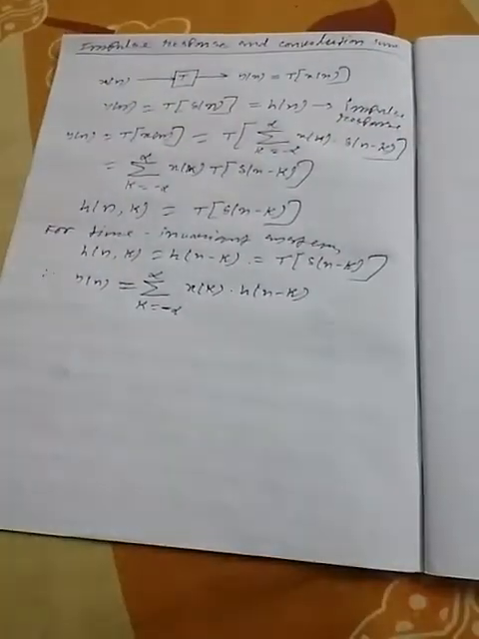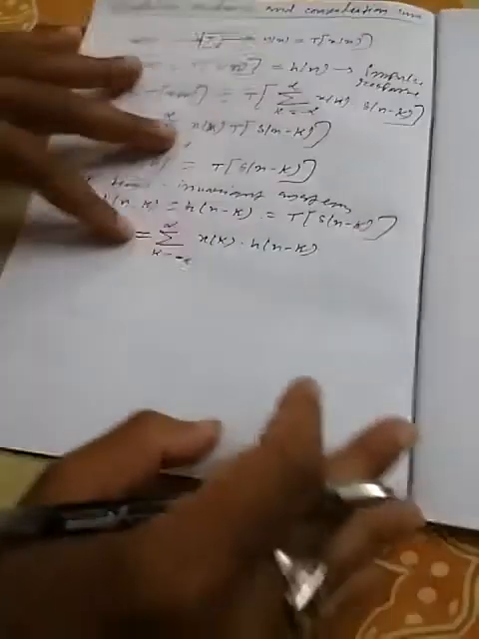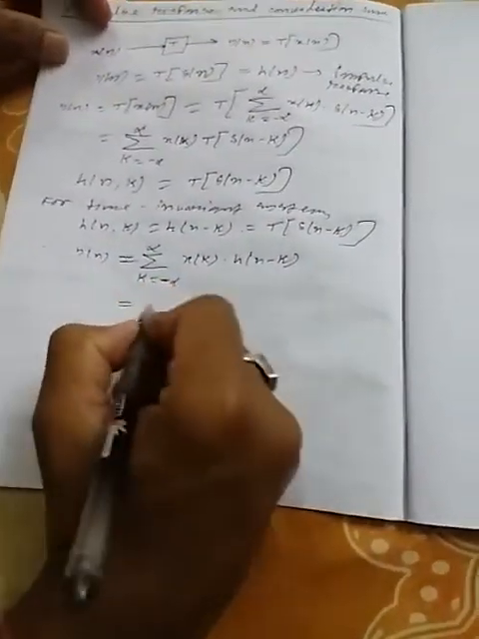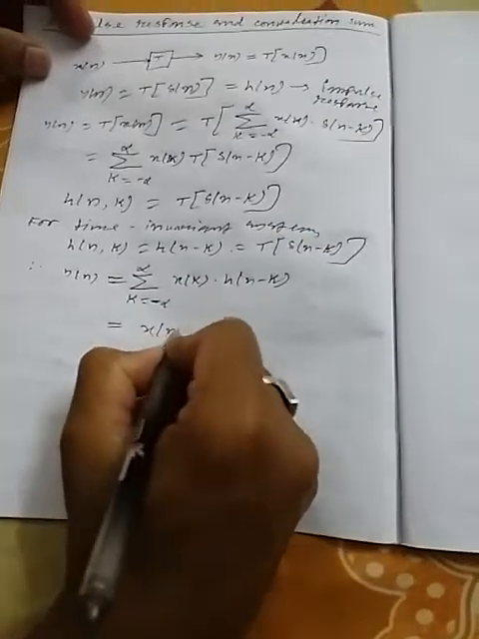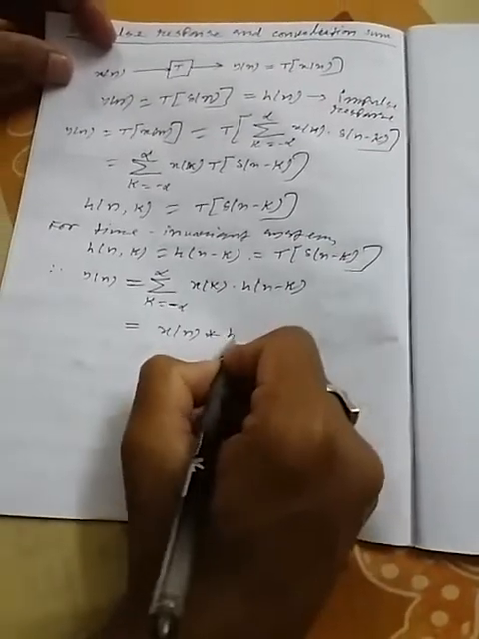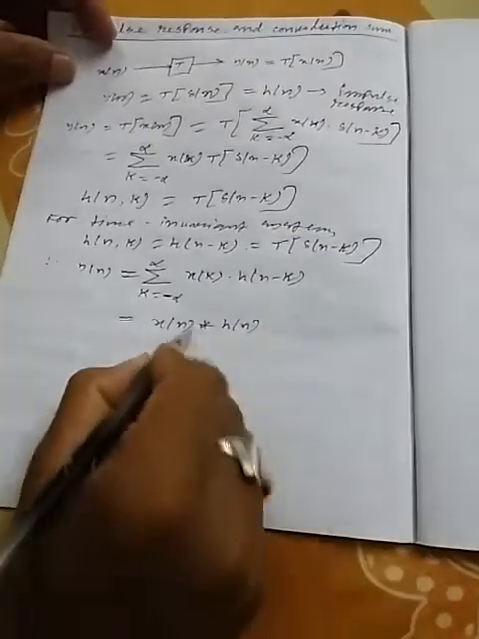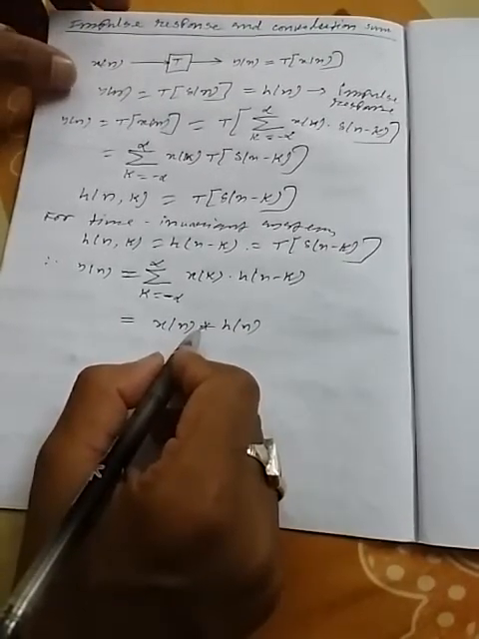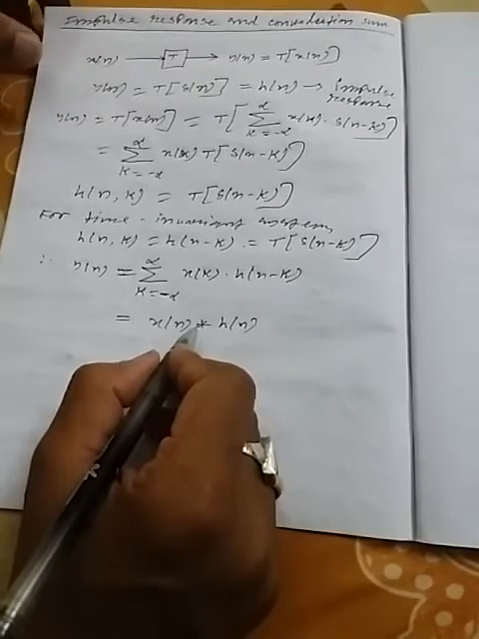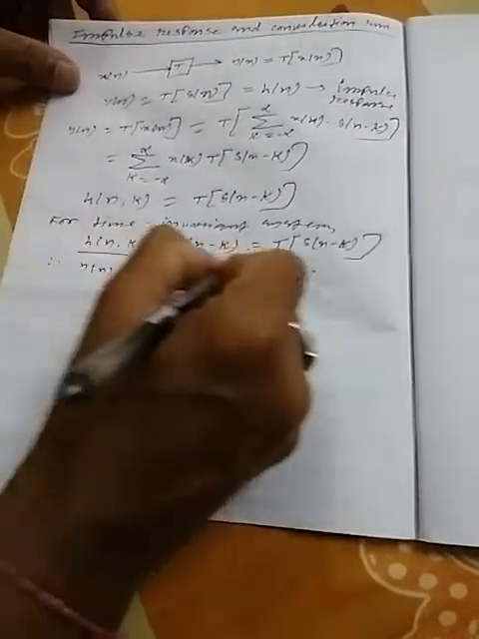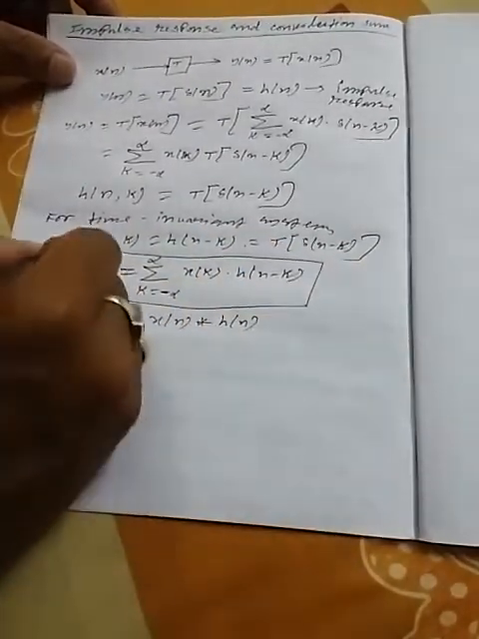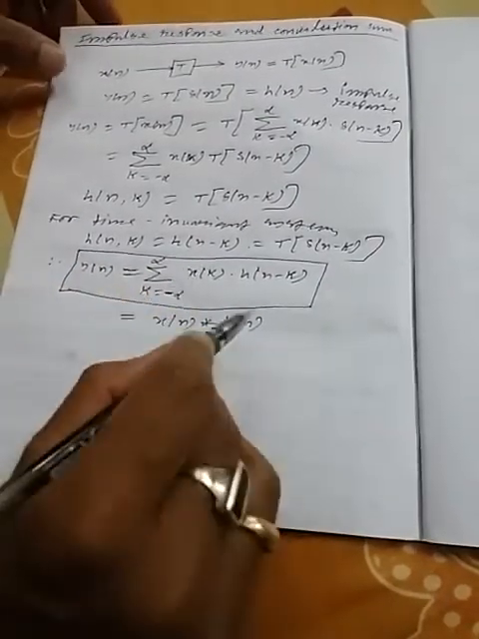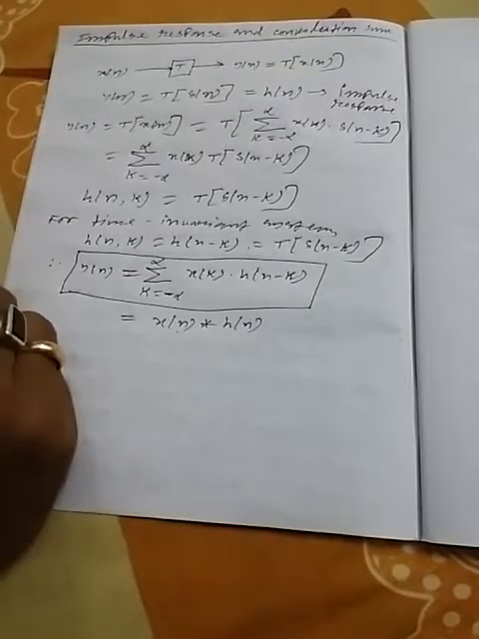Now this formula is basically the formula of convolution, and it can be written as x[n] convolution h[n]. This asterisk is called convolution operator, right? And this is the formula of convolution between two signals x[n] and h[n], right?